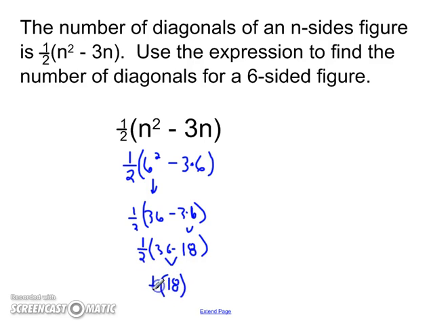And then 18 times 1/2, and if you want to go through the whole steps of cross-reducing and things, you can, but I know if I multiply by a half, that takes the number and cuts it in half, so half of 18 is 9. So the number of diagonals in this particular figure will be 9. 9 diagonals.